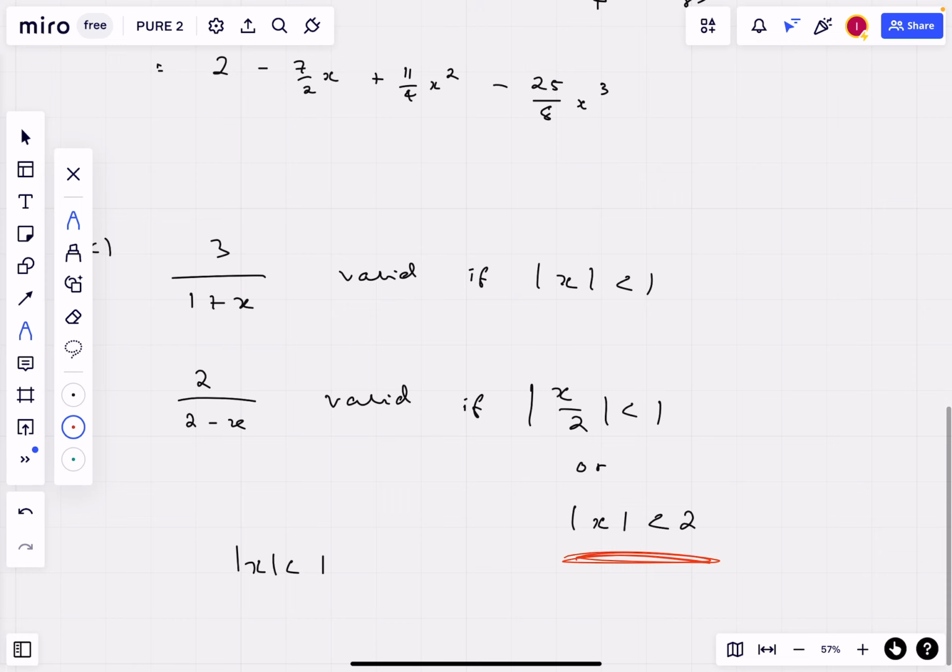This doesn't work for the first fraction. This works for both fractions. And that's how you implement and work with partial fractions with binomial expansion.